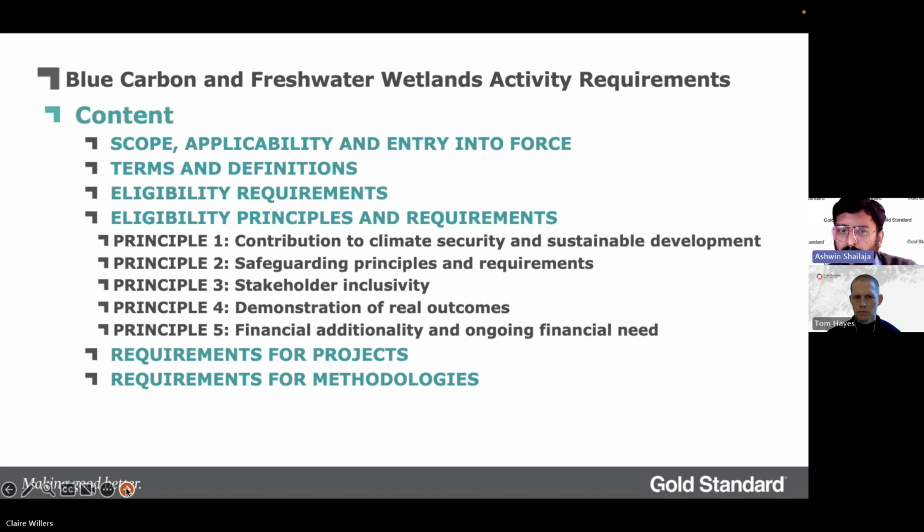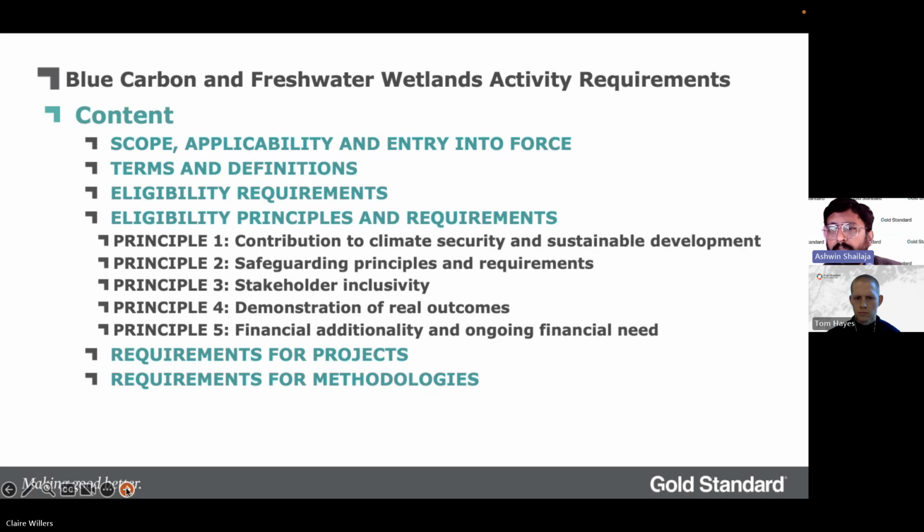The activity requirements also explain some of the methodological requirements which methodology developers may have to consider. For example, questions such as, do we have to consider different soil organic carbon pools like autochthonous and allochthonous carbon pools? What are the other safeguards which one may have to keep in mind while developing methodology? So some guidelines on these elements are also given in the activity requirements.